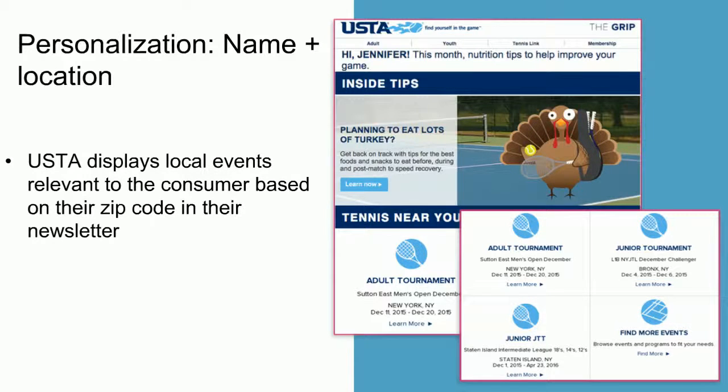Now we have a bunch of examples of best-in-class email newsletters. The first one here is from USTA, and as you can see, we're pulling in the user's first name in the newsletter, and then in the body of the email, we're actually tapping into an API that we could access with USTA and pulling in tennis events that are near the user. So not only are we using personalization, but we're also geolocating the user and then using that API to pull in the most relevant tennis locations or tournaments near that user.